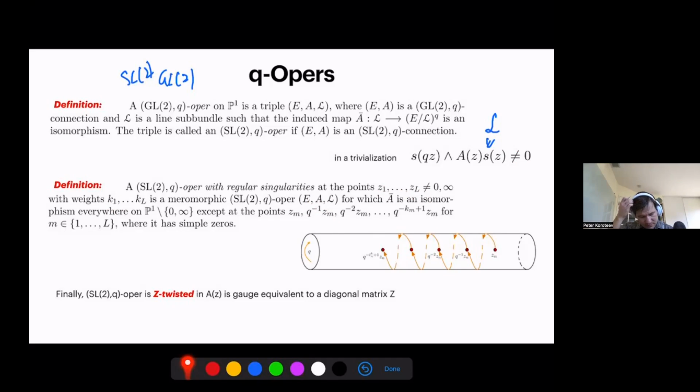Okay, and then this Oper is called z-twisted if the connection matrix A(z) is gauge equivalent to a diagonal matrix z, which lies in the maximal torus of the group G. It seems like the k's are constrained to be integers. Yeah, the k's are integers. That's right. So these are weights. And then in the differential version, they'll be just spins or whatever.